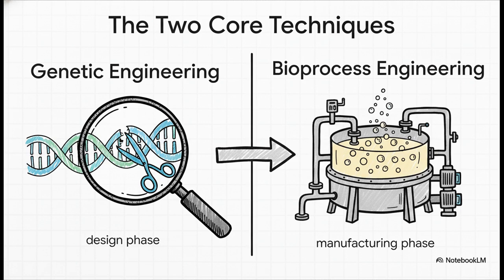But a great design is useless if you can only make one, right? That's where bioprocess engineering comes in. This is the manufacturing arm. It's all about creating the perfect sterile environment to grow massive quantities of your newly designed cells so you can produce things like antibiotics or vaccines on an industrial scale. One designs the change, the other makes it happen.